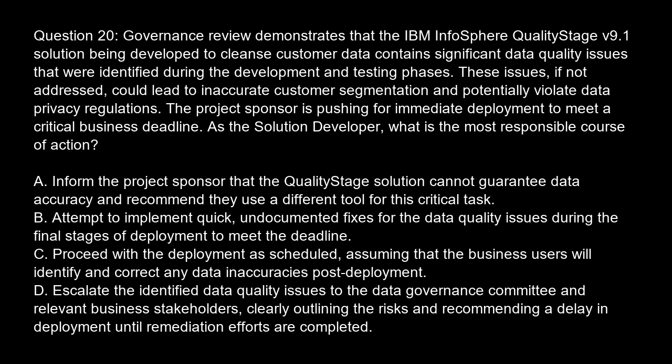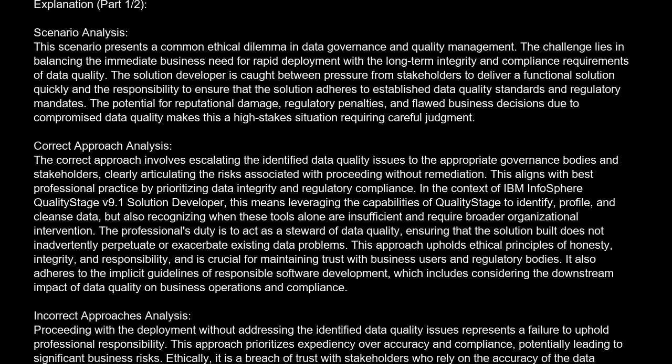Option D. Escalate the identified data quality issues to the Data Governance Committee and relevant business stakeholders, clearly outlining the risks and recommending a delay in deployment until remediation efforts are completed. The correct answer is D. Escalate the identified data quality issues to the Data Governance Committee and relevant business stakeholders, clearly outlining the risks and recommending a delay in deployment until remediation efforts are completed.